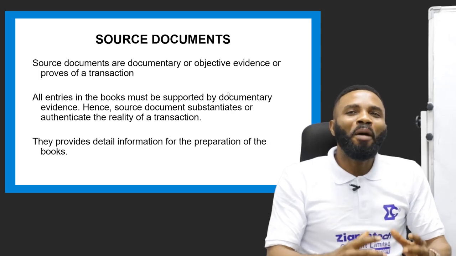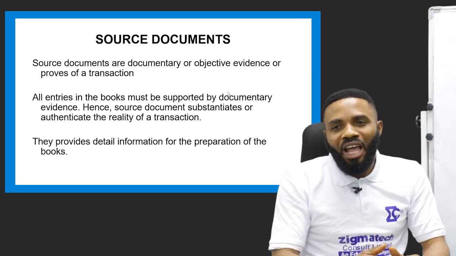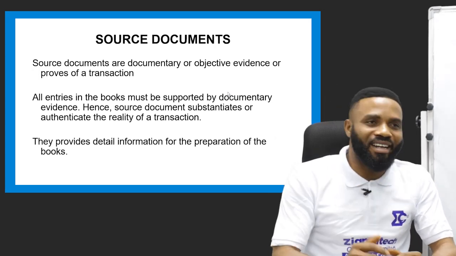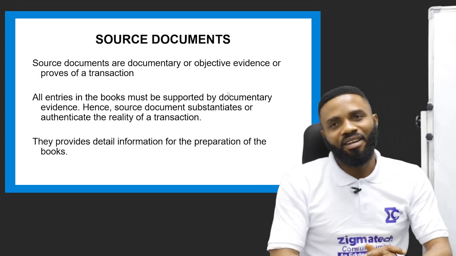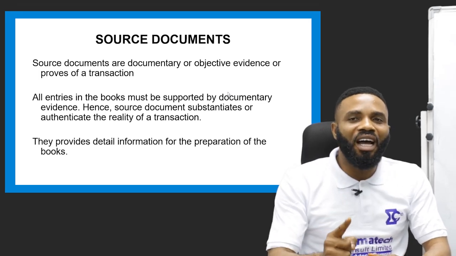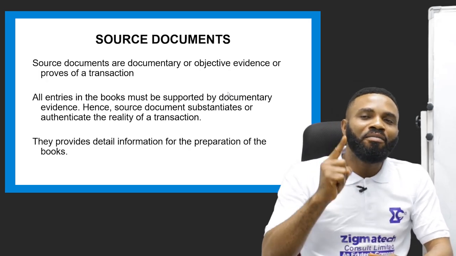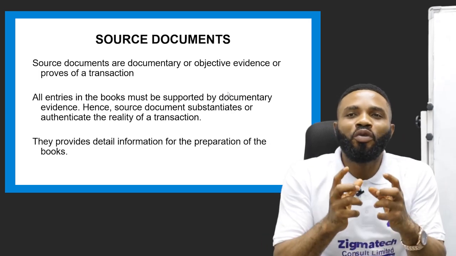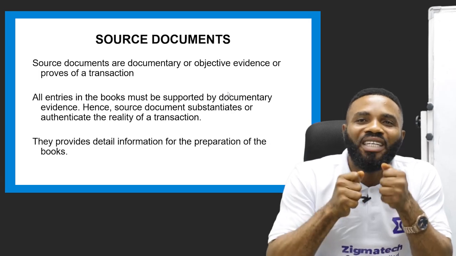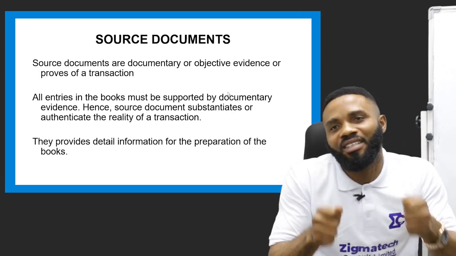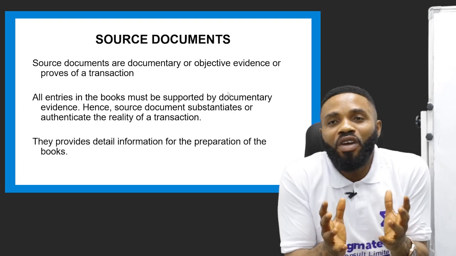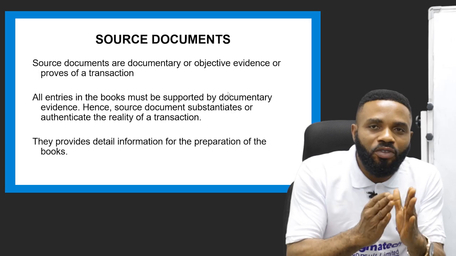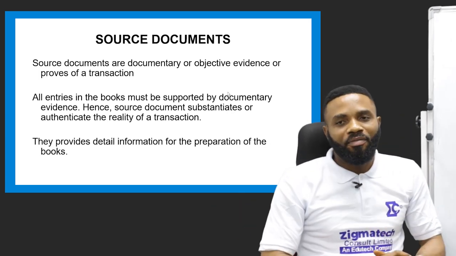Somebody cannot hand over 1 billion naira under your control and you just wake up one morning to manage it. You must be very, very critical. You must be very, very objective. That is why source document is something that we don't joke with, we don't toy with it in accounting. It shows what we call documentary or objective evidence or proofs of a transaction. We say source documents are documentary or objective evidence or proofs of a transaction.